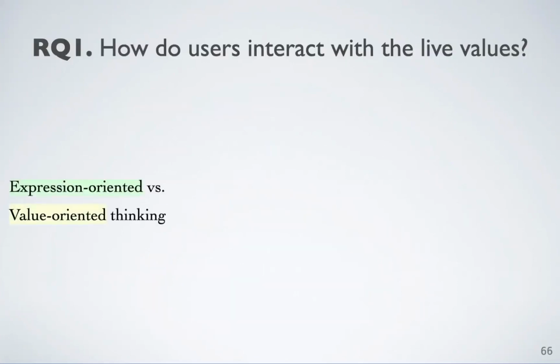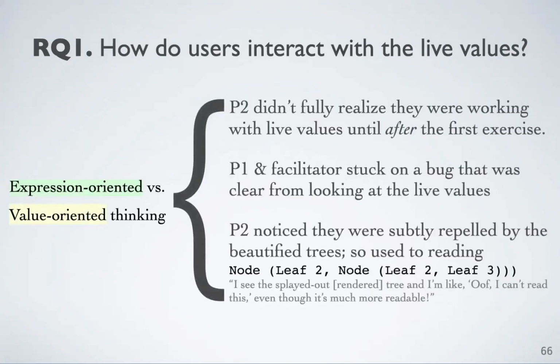So I mentioned this expression-oriented versus value-oriented thinking. This did come up in the user study. For example, the second participant didn't realize that they were working with live values until after the very first exercise. It was right there on the screen. They were working with the live values, but they didn't realize those were live values from the code. I don't know why. Maybe it's because programmers are so used to not seeing live values.